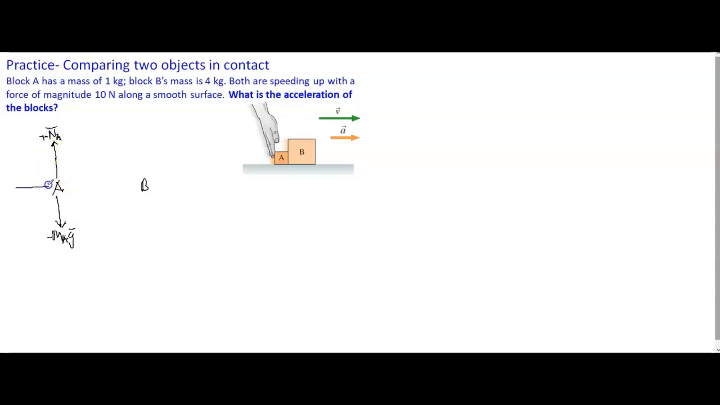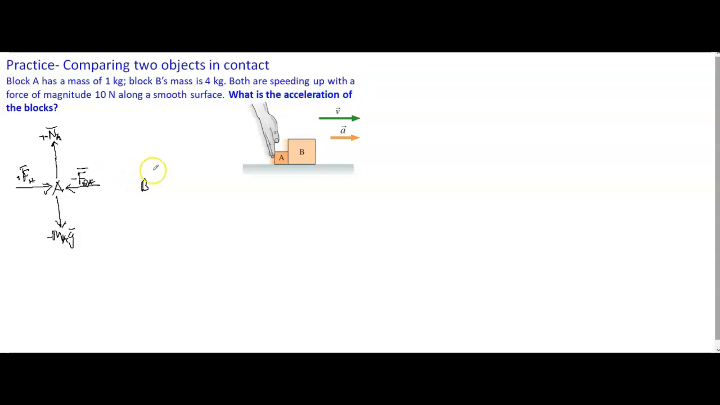You have a hand force pushing block A, which is a contact force, to the right. And you have block B resisting block A. So we're going to put this force, B on A, and make it pointed to the left. So there is the force diagram or free body diagram for block A. Go ahead and try drawing the free body diagram for block B. Go ahead and pause the video now.